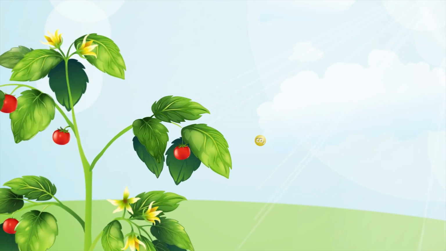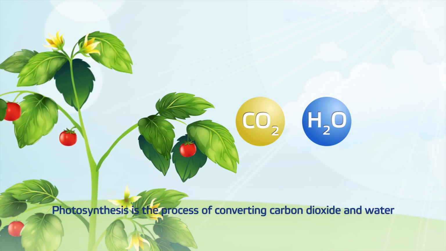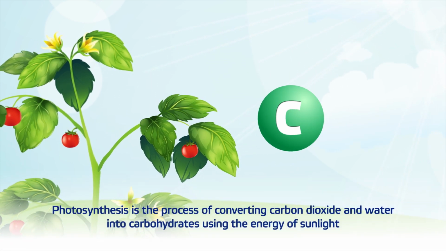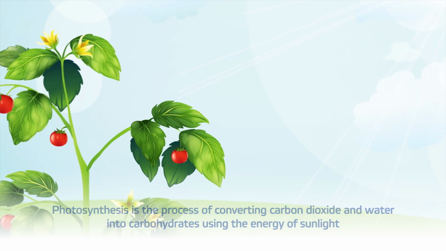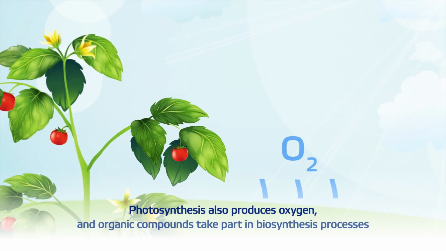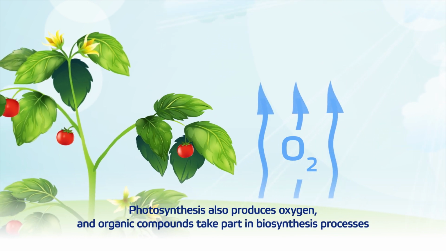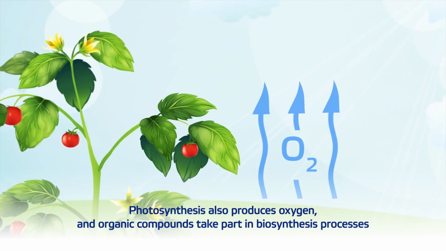The next nutrient route is photosynthesis. It is the process of converting carbon dioxide and water into carbohydrates using the energy of sunlight. Photosynthesis also produces oxygen, and organic compounds take part in biosynthesis processes.